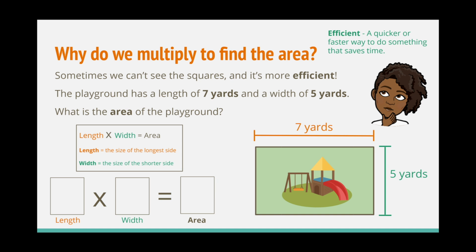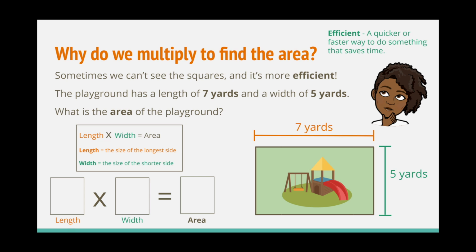So why do we multiply to find the area? Sometimes we can't see the squares, and it's more efficient. If we're trying to figure out how big a playground is, there aren't actual squares on the ground for us to count. So if we know how long the length is and the width, we can find the area. The playground has a length of 7 yards and a width of 5 yards. What is the area of the playground?